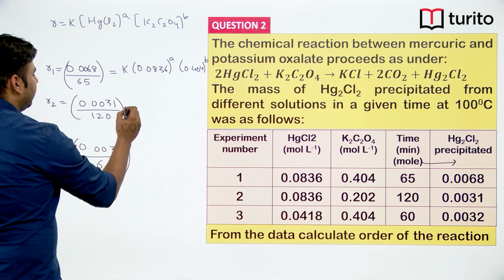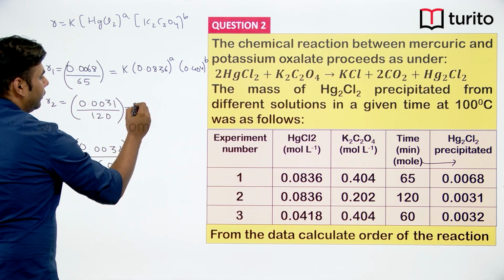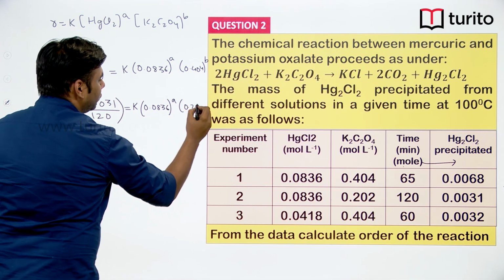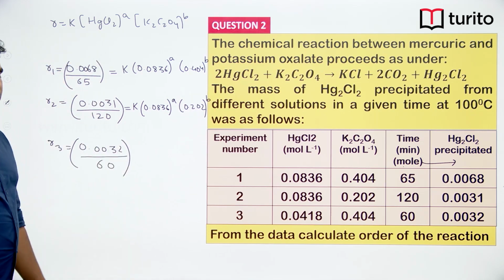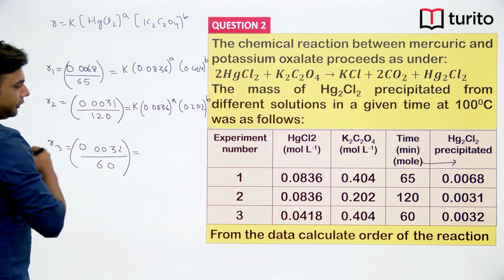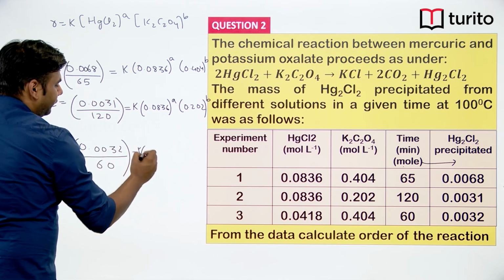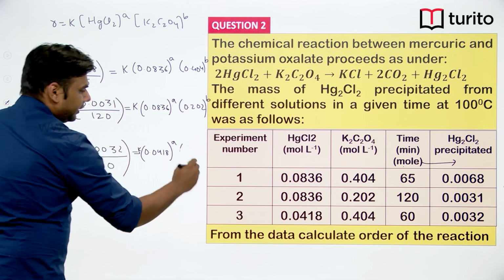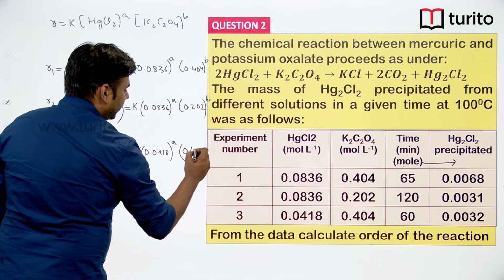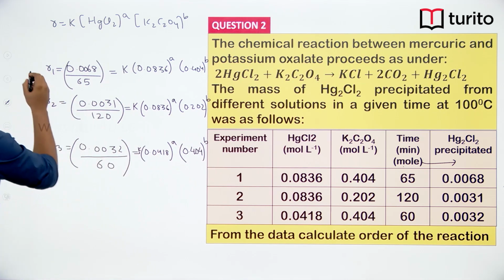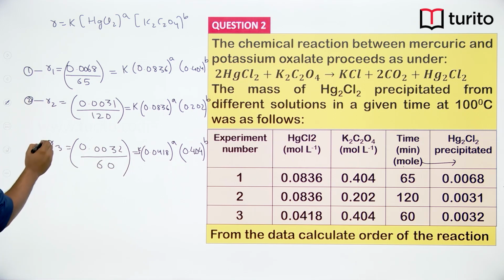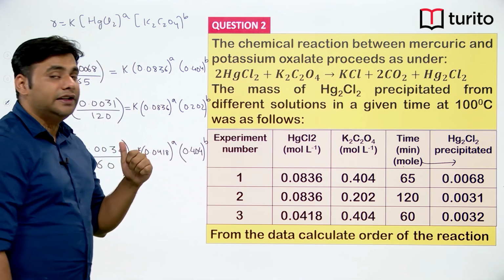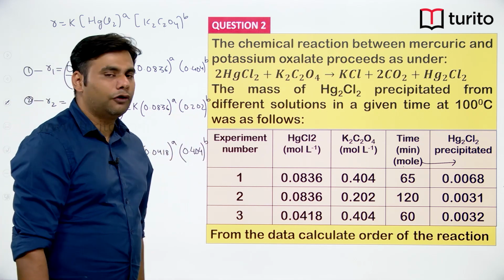Okay. Similarly, if you look at the second data, the rate was this, so this will be K into 0.0836 raised to power A into 0.202 raised to power B. Similarly, for the third data, the rate was this, so the concentration of HgCl2 is 0.0418 raised to power A into concentration of K2C2O4 raised to power B. So we get three equations. We are just putting the data in the expression, assuming the order with respect to HgCl2 be A and with respect to K2C2O4 be B.